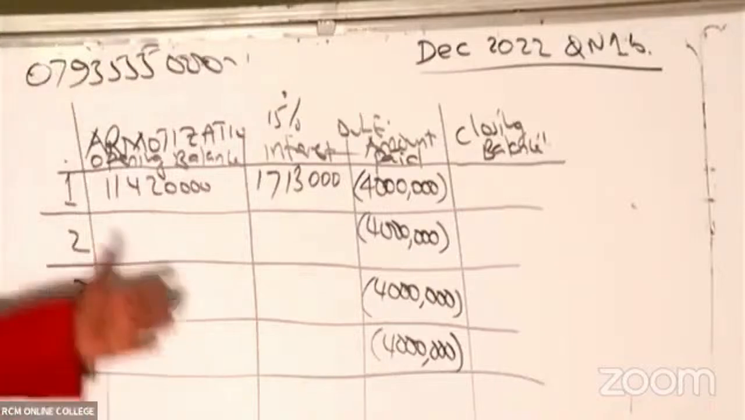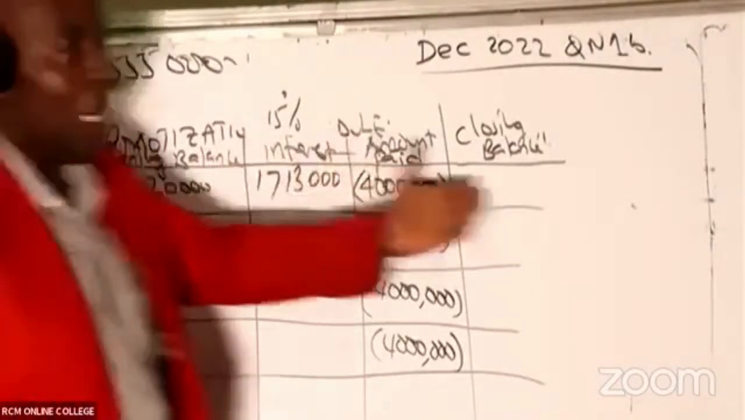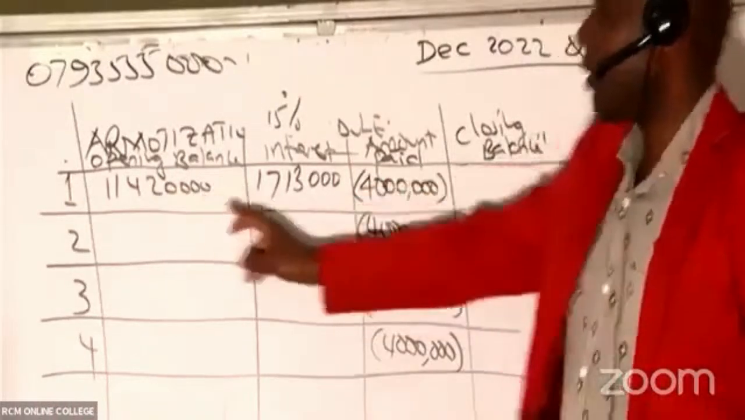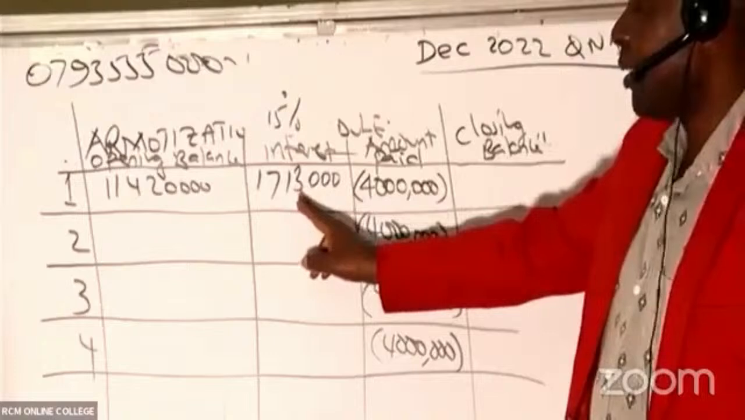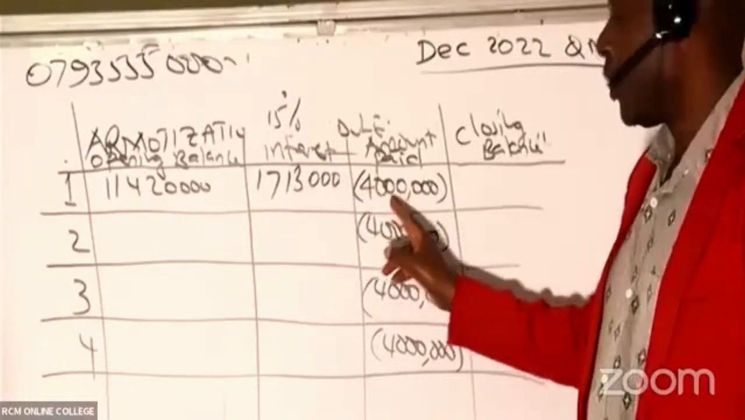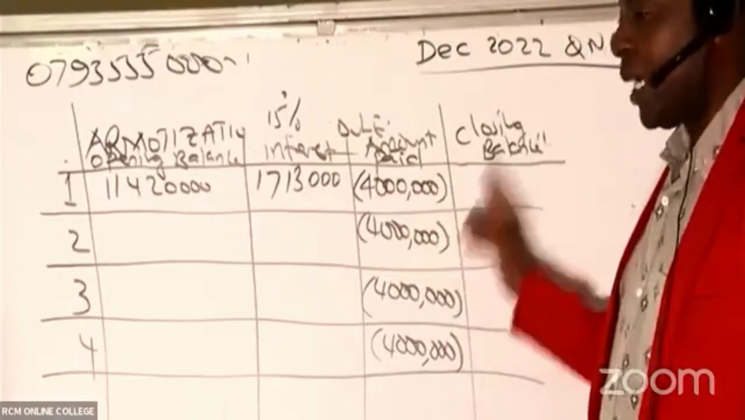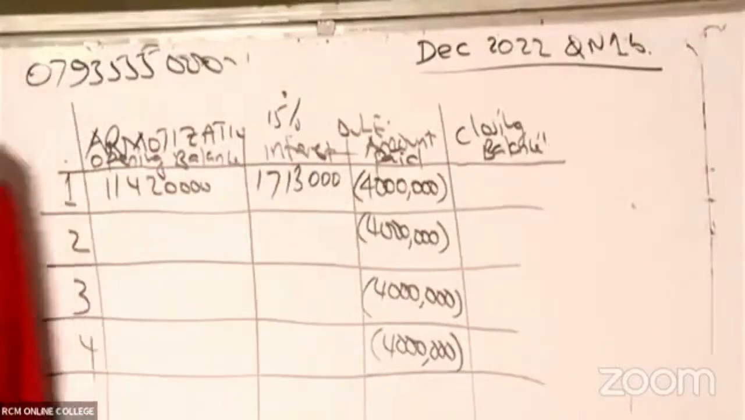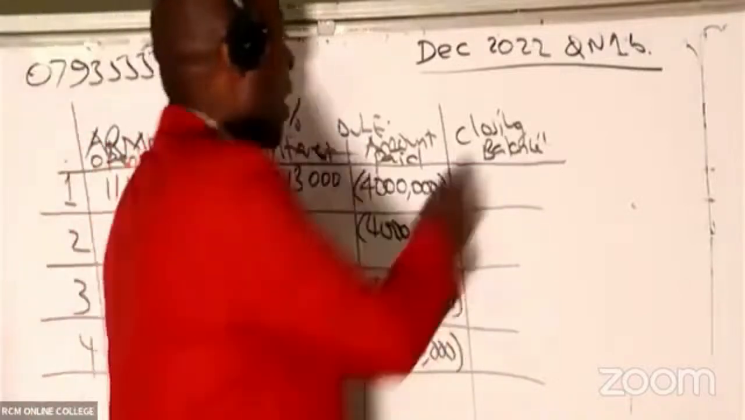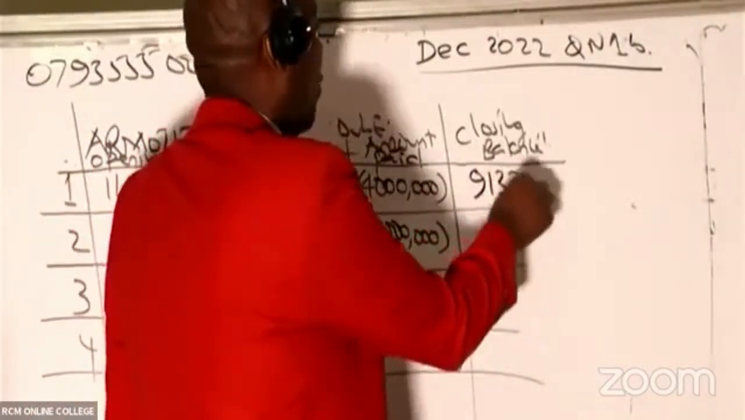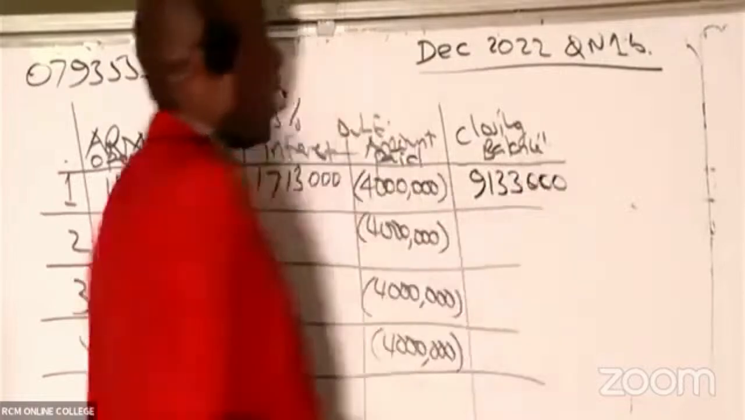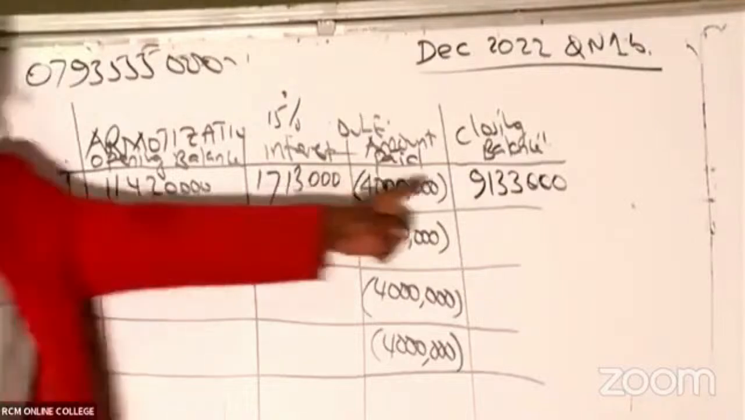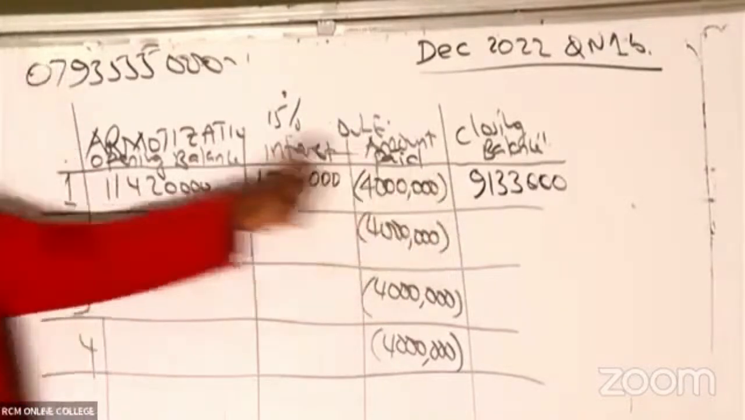So can you kindly do me a favor? Come here and give me the closing balance. So you're taking this plus the interest earned minus what has been paid to us to get the closing balance. In this case here, we have 91,33,000. Very good students here. So you see the closing balance of year 1 becomes the opening balance of year 2.